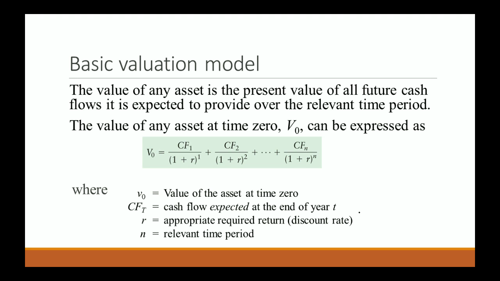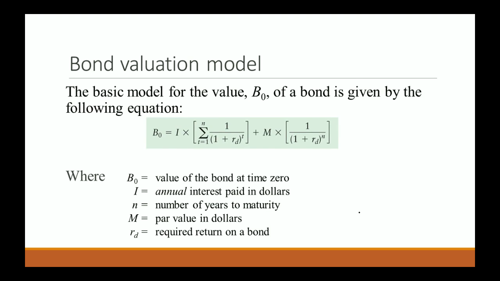So here's a basic valuation model. This is how you determine the value of any asset at time period 0. So today's value of an asset, V naught, V with a little 0, that is the value today. You simply take the present value of all future cash flows. You find them at time period 0, you add them up, and that gives you the value of the asset today.